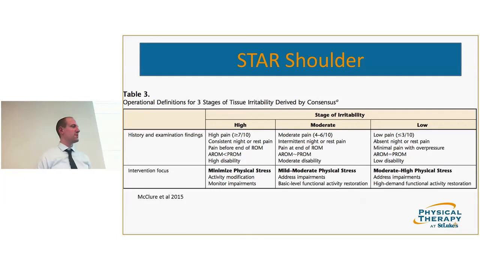So at the moderate stage, we start to implement some mild to moderate stress. We're just trying to get them back to more of a basic level of functioning. If they're in the low, that's when you can start to really go after the impairments. If they have some capsule restrictions, you can probably have a little better chance to actually do some more aggressive mobilizations or stretching to get them back to some of those higher level activities.